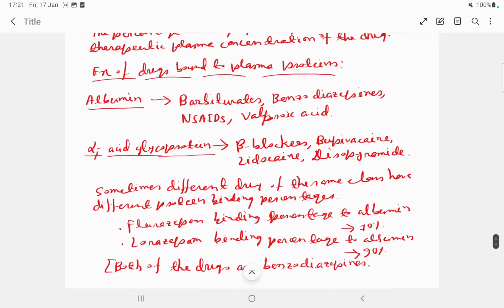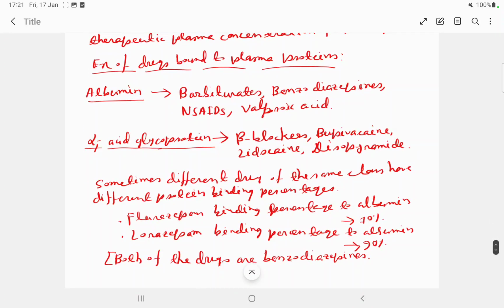And it may happen that sometimes different drugs of the same class have different protein binding percentages. An example is diazepam and lorazepam. They are both benzodiazepines, but diazepam's binding percentage to albumin is 10%, whereas lorazepam's binding percentage to albumin is 90%.